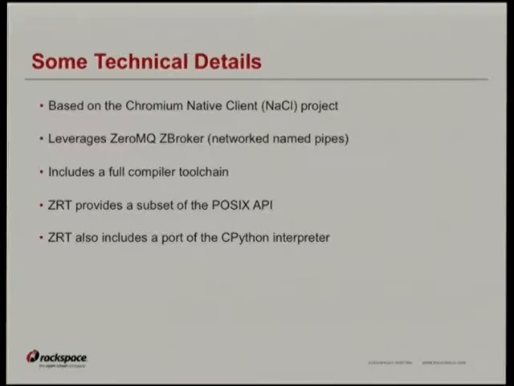And the other difference between just the NaCl project and ZeroVM is that ZeroVM is building a whole tool chain and a runtime around the NaCl. The runtime is called ZRT, which stands for ZeroVM Runtime, and it provides a subset of the POSIX API and a C99 compatible environment. What this means is that almost any C code can be directly compiled using the modified GCC compiler and can run within a ZeroVM instance.